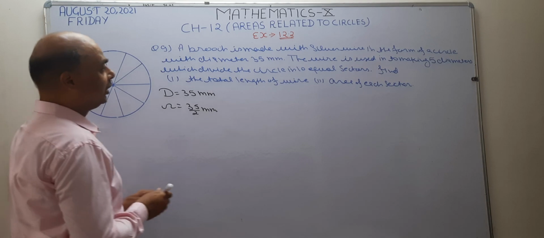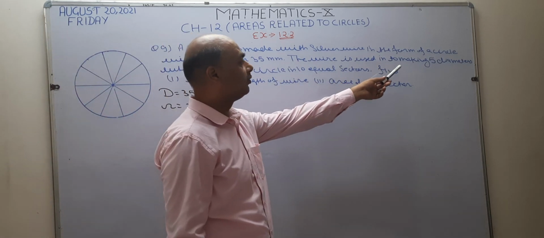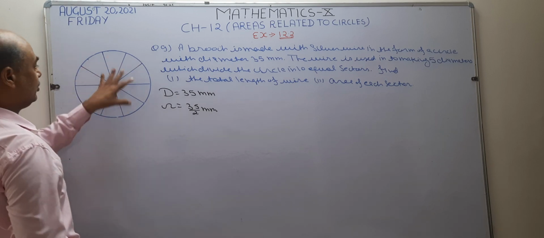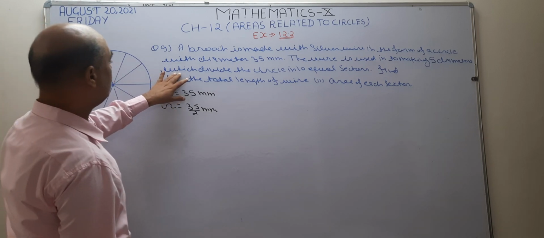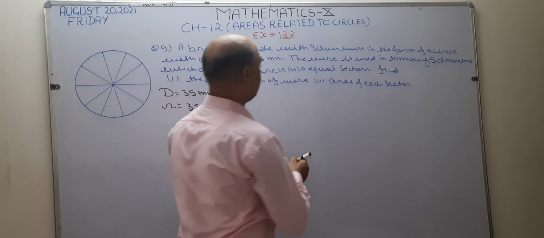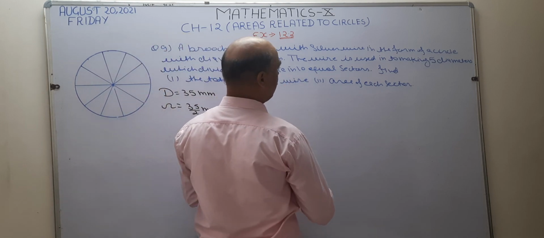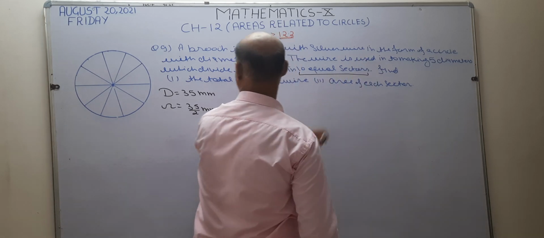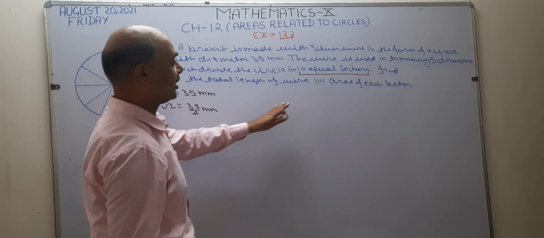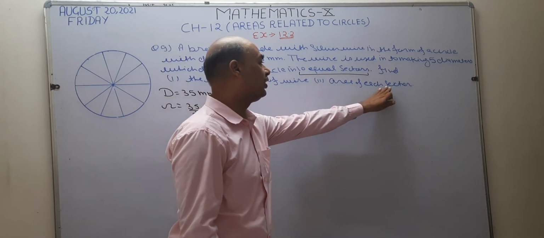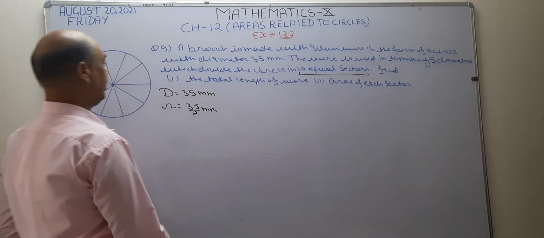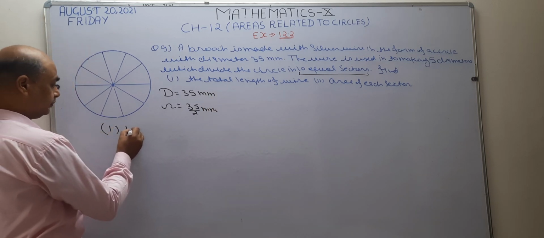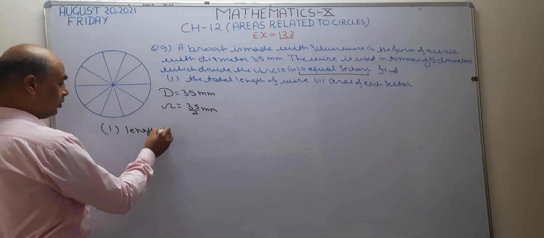Clear? Now the wire is used to make 5 diameters. 5 diameters are there, okay, to make this brooch, which divides the circle in 10 equal sectors. Now these 5 diameters are going to divide the given circle in 10 equal sectors. Find the length of the wire, and in the second case we will find the area of each sector. Okay, two parts are there. In the first case we are going to find the length of the wire. So write here length of wire.